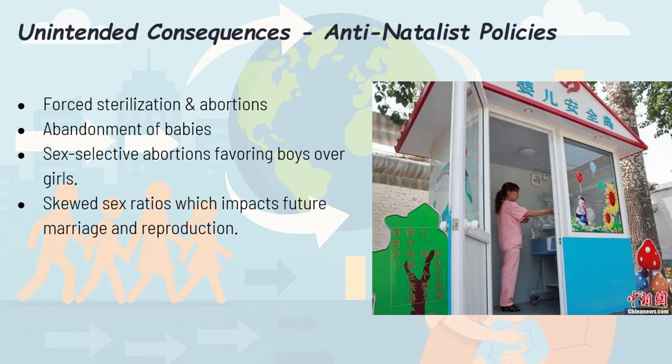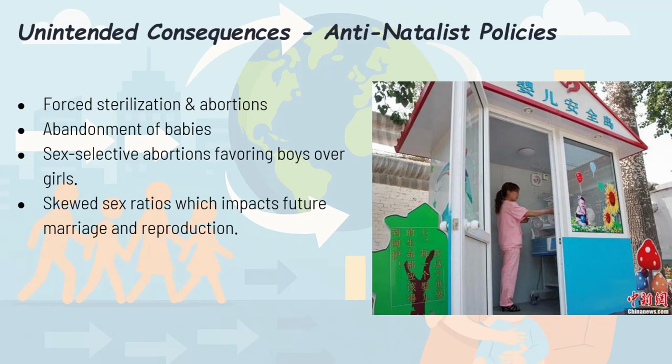Then there was the heartbreaking issue of abandoned babies. When policies like China's one-child policy collided with cultural preferences for sons, many families faced impossible decisions. That led to a rise in sex-selective abortions, where baby boys were favored over baby girls. The result: skewed sex ratios, way more men than women in some countries, which created new social problems down the line.